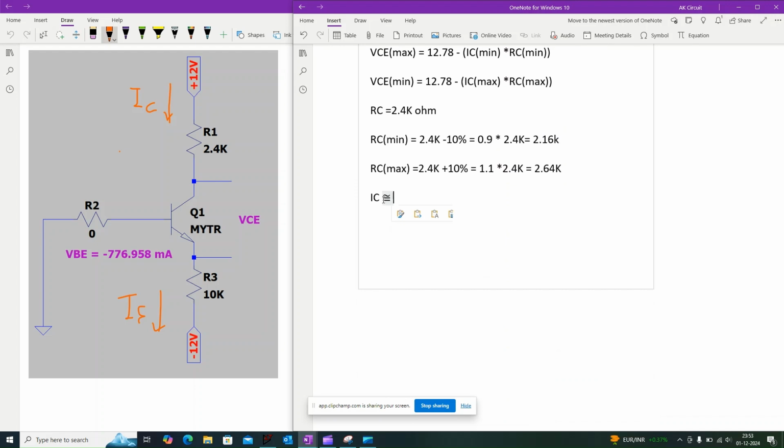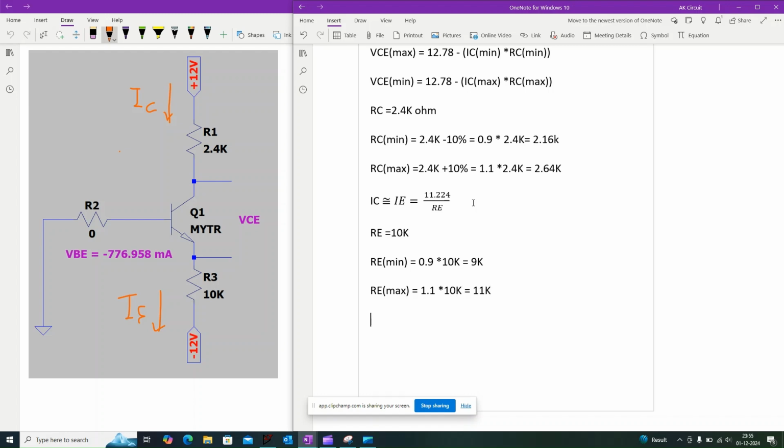IC is approximately equal to IE, which is equal to 11.224 divided by RE. And also we know that the emitter resistance RE is equal to 10 kilo ohm. So RE minimum is equal to 0.9 times 10 kilo ohm, which is equal to 9 kilo ohm. And RE max is equal to 1.1 times 10 kilo ohm, which is equal to 11 kilo ohm.